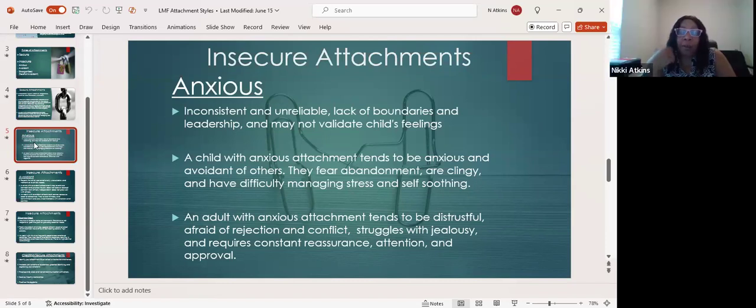And along the vein of what you were saying, Lynn, an adult might ask, okay, why am I this way? Am I distrustful? Do I have a fear of rejection and conflict? Do I struggle with jealousy? Those are the things you would reflect on to determine, is this my attachment style? Is this something I've heard throughout relationships, where people say, oh, you're too clingy, or I need space? So it would be important to reflect on this to see if this is your style, so you can understand what could be presenting as barriers to you within relationships with others.